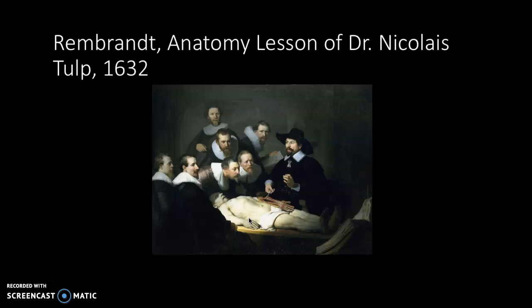All right, let's jump ahead a little bit and look at this painting from Rembrandt. So Rembrandt moves to Amsterdam, this economically booming city in the early 17th century, and he's offered a commission to complete a group portrait of the Amsterdam Surgeons Guild. And this is now known today as the Anatomy Lesson of Dr. Nicholas Tulp.